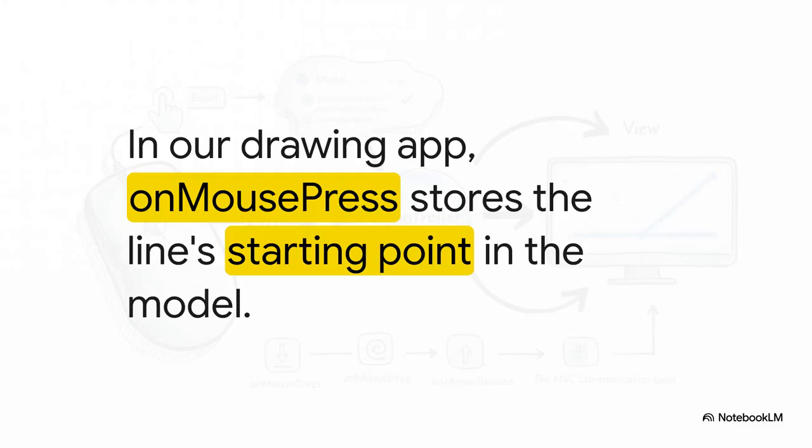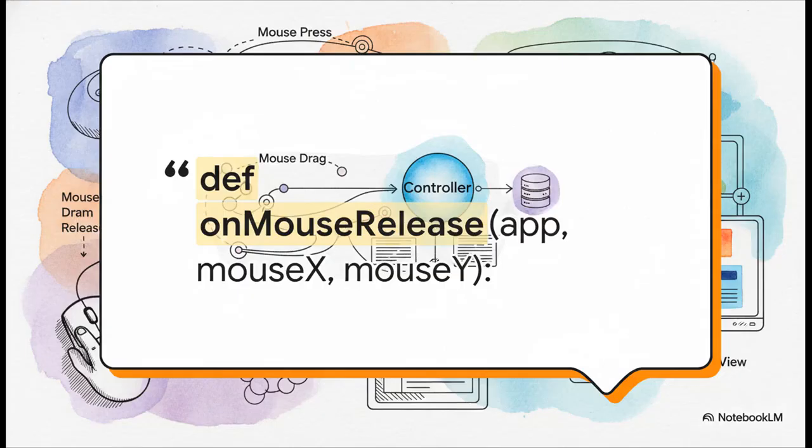And here's the perfect example. When we press the mouse to start drawing our line, onMousePress just takes those mouse X and mouse Y coordinates it was given and stores them somewhere in the model. We might make a variable like app.lineStartLocation and just tuck the coordinates away there. Job done.